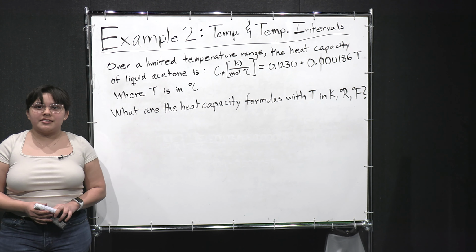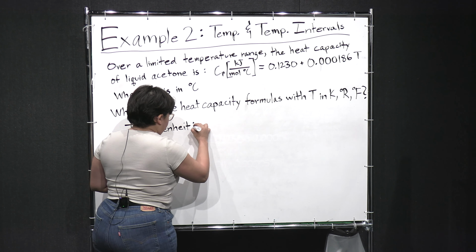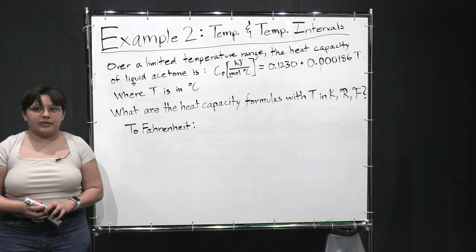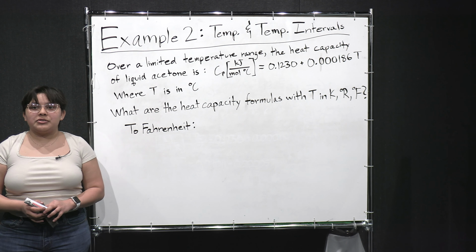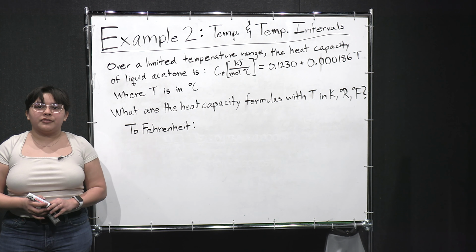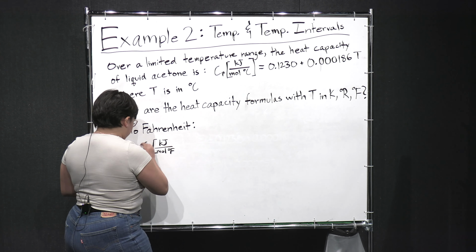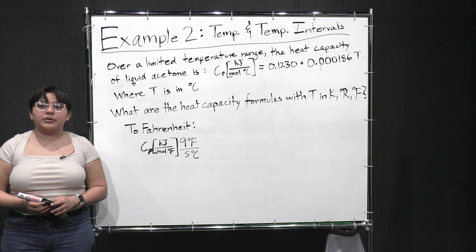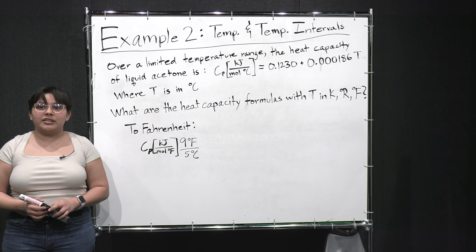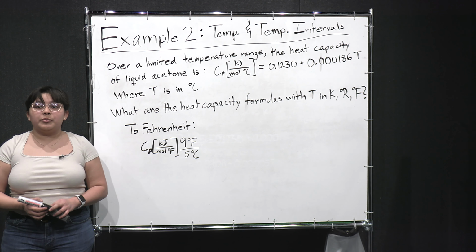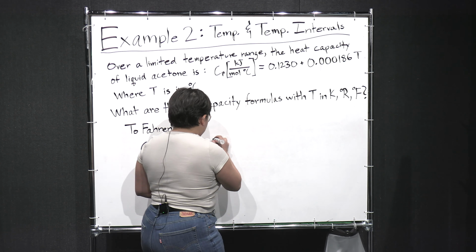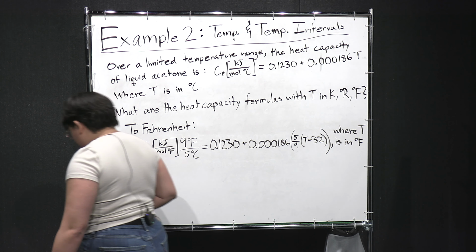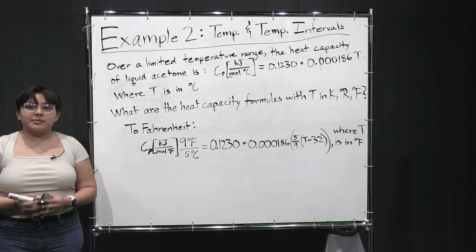Now, let's convert from Celsius to Fahrenheit. We convert the C sub P in kilojoules per mole degrees Fahrenheit to kilojoules per mole degrees C as a temperature interval by multiplying by 9 degrees Fahrenheit for 5 degrees C. We convert T in degrees Fahrenheit to T in degrees C by subtracting 32 and then multiplying by 5/9. We plug in and get this equation. We then simplify and get this equation.